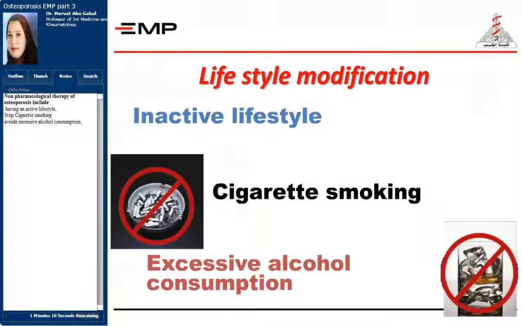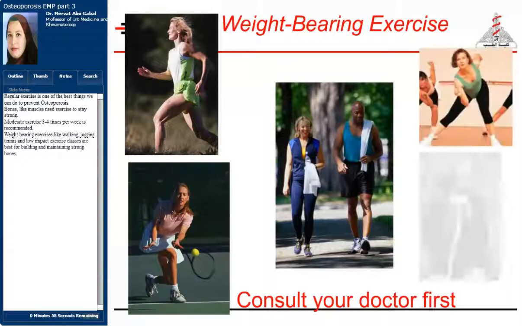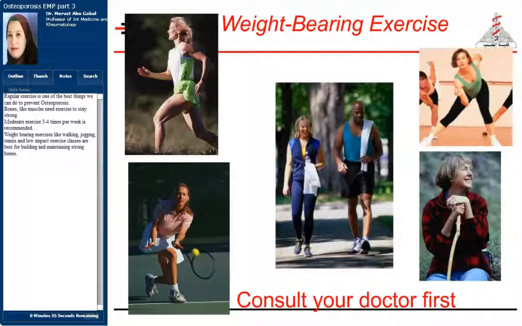Please have a look. Non-pharmacological therapy of osteoporosis includes having an active lifestyle, stopping cigarette smoking, and avoiding excess alcohol consumption. Regular exercise is one of the best things we can do to prevent osteoporosis. Bones, like muscles, need exercise to stay strong. Moderate exercise, 3 to 4 times per week, is recommended. Weight-bearing exercise like walking, tennis playing, and low-impact exercise classes are best for building and maintaining strong bones.